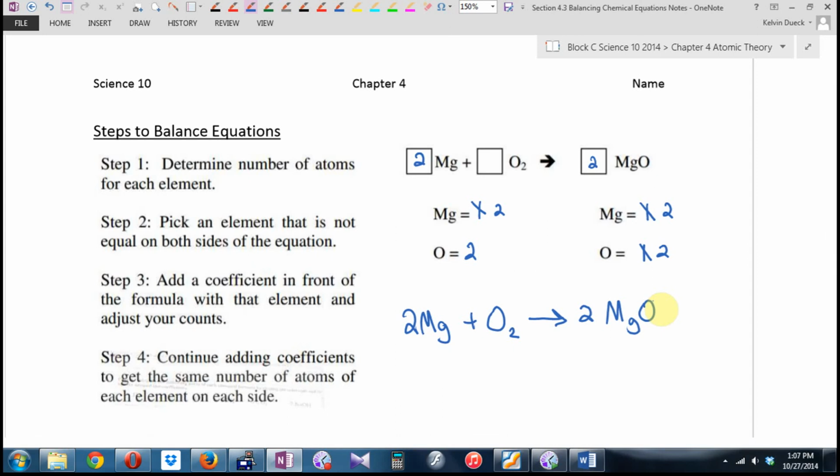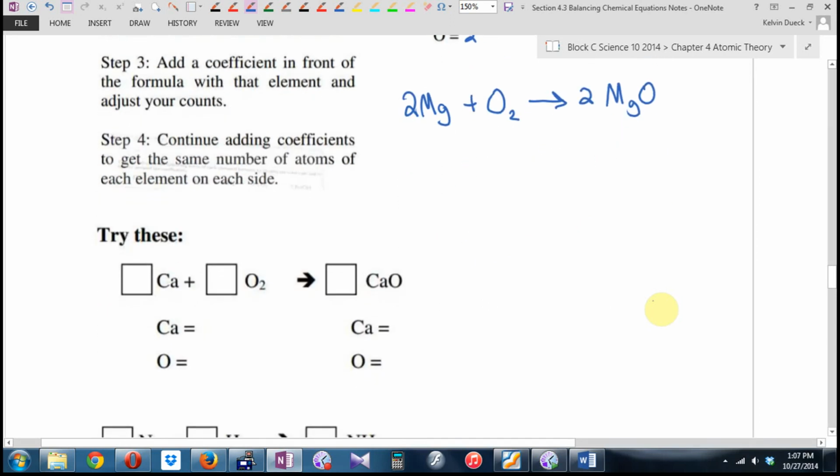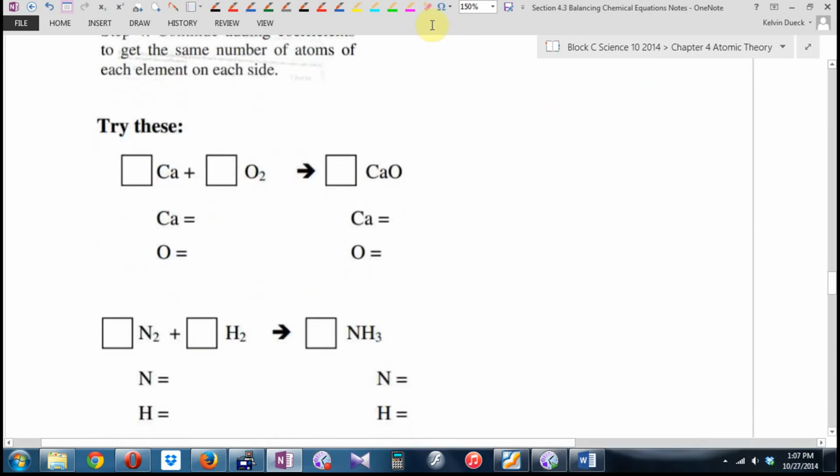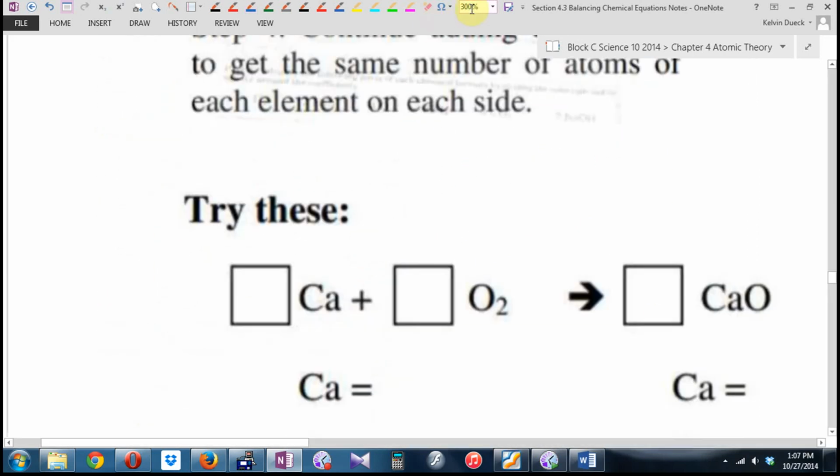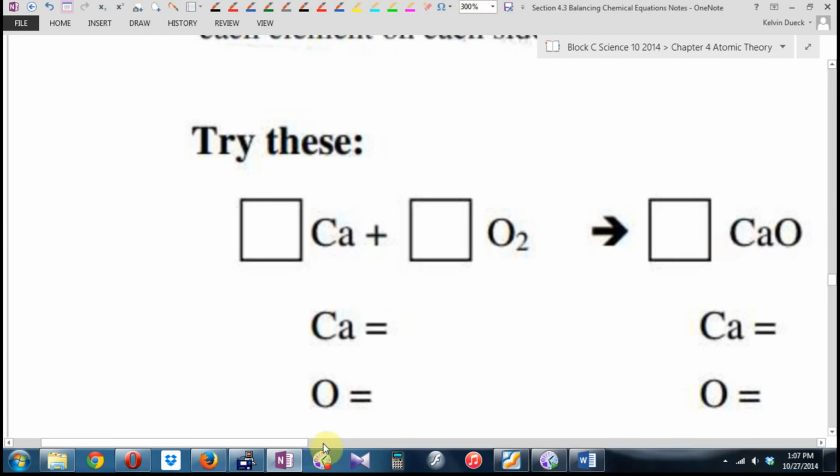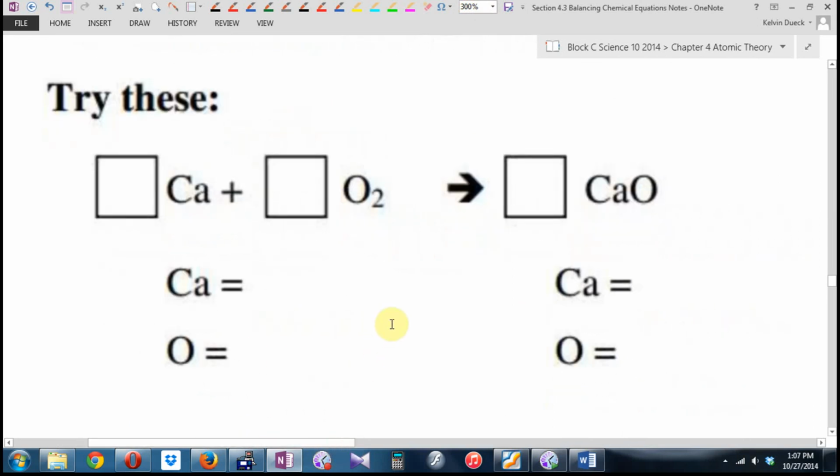We're going to practice this before the tone. Try these. I'm going to zoom in like crazy. First thing I do, because this is the skeleton equation, the coefficients aren't in place.